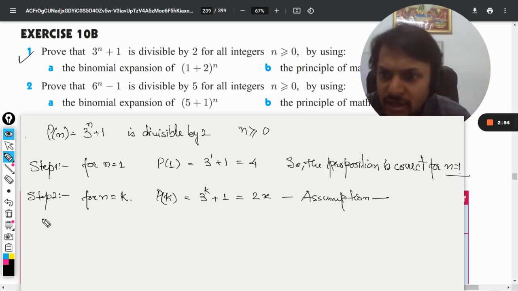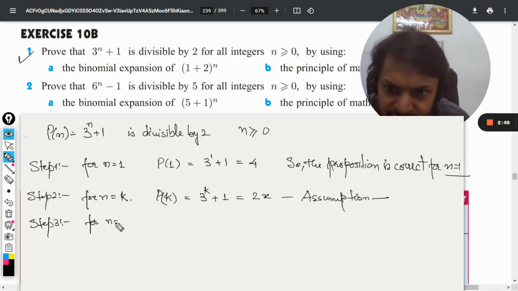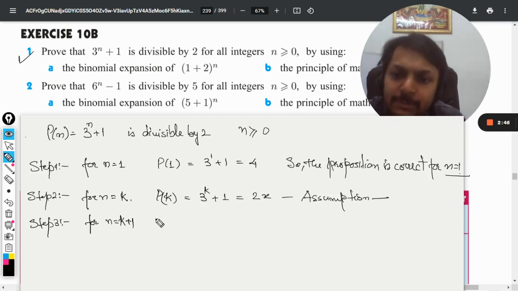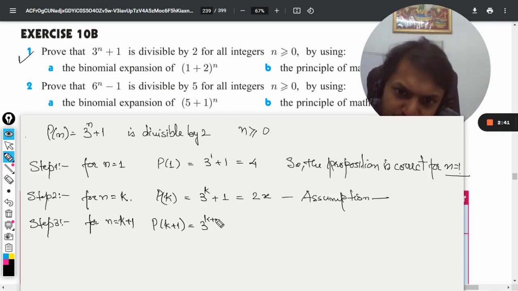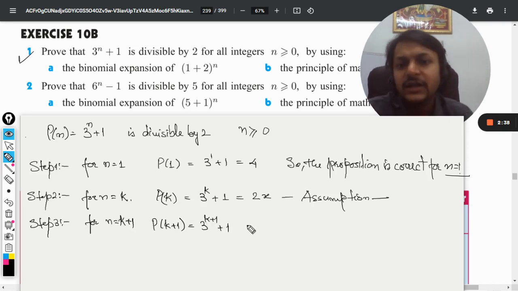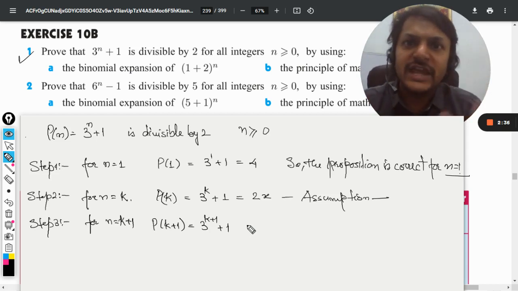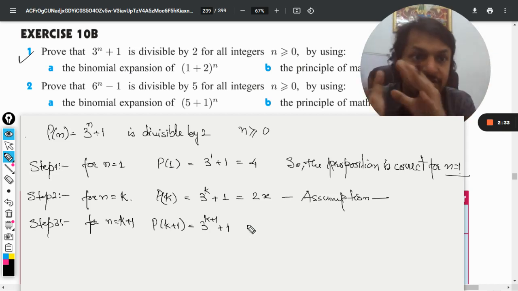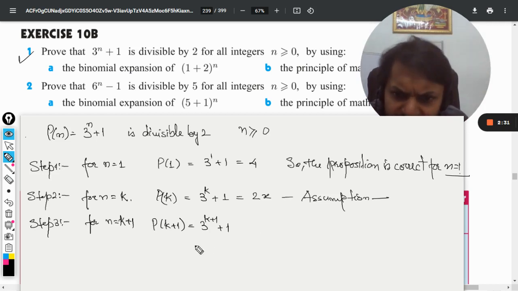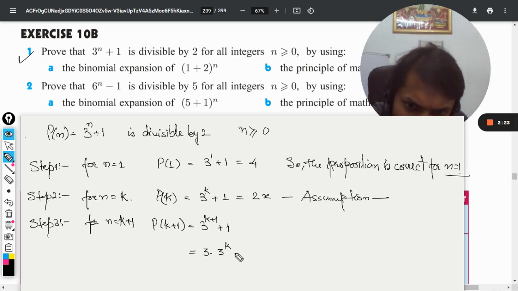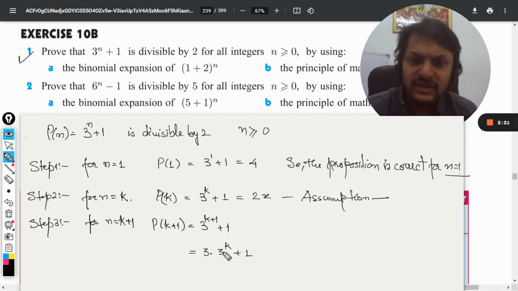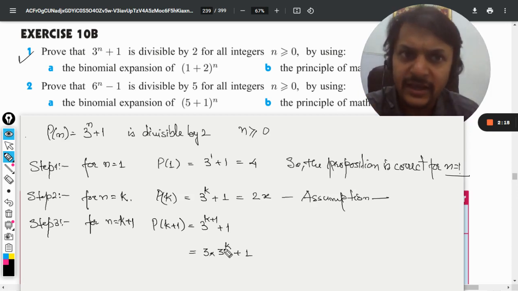Clearly an assumption. But now, what am I going to do in step number 3? In step number 3, I am going to take n is equal to k plus 1. So for n is equal to k plus 1, we are going to have 3 raised to power k plus 1 plus 1. Now this, we have to take 2 common out of it to prove that it is divisible by 2. Let us see how we are going to do this. So what we do is we divide this thing. So it can be written as 3 multiplied by 3 raised to power k, plus 1.